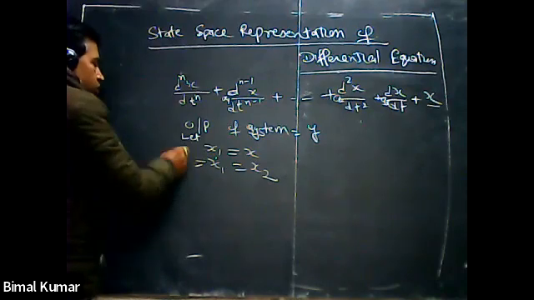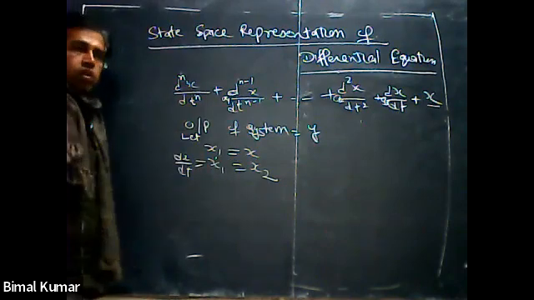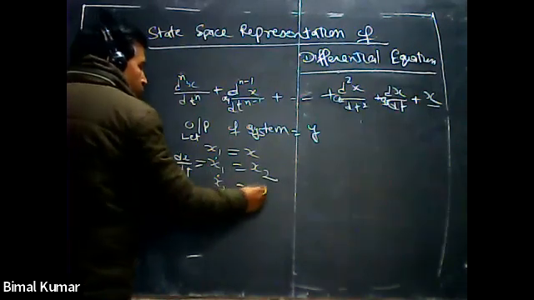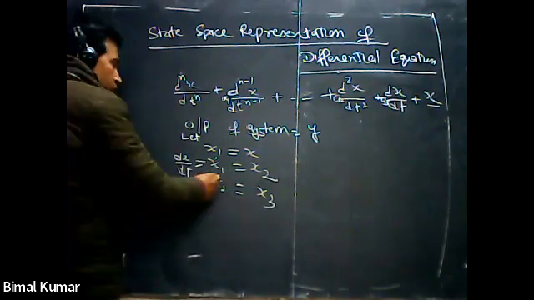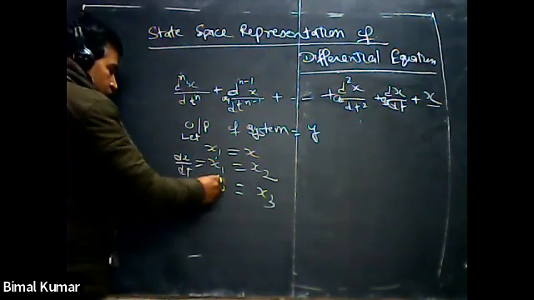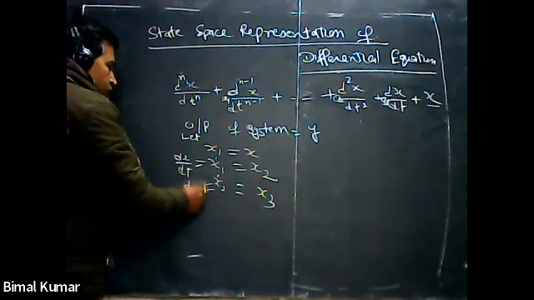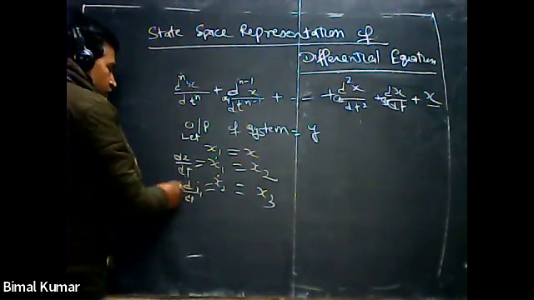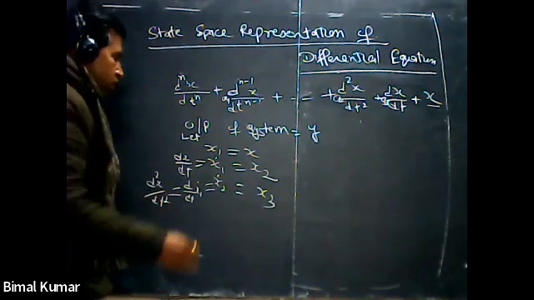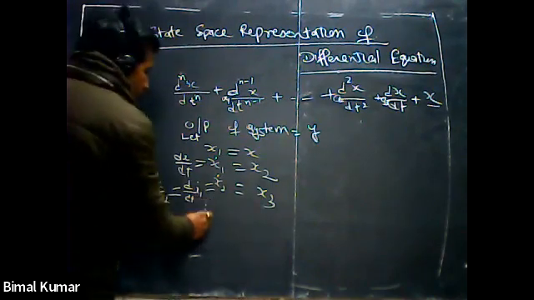Now what is x1 dot? This will be dx by dt. Dot means differentiation of that. Then after that, x2 dot is equal to x3. Now what is x2 dot? x2 dot means d by dt of x1 dot. And what is x1 dot? d by dt of x(t). So this will be d2x upon dt square, which is equal to x3. Right? And this process will continue.